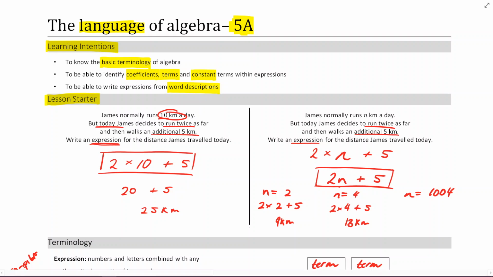Okay, so in our last lesson, we spoke about the basic terminology of algebra, and we also learned how to identify coefficients, terms, and constants. So we've gone through the first two learning intentions. What we're going to be doing today in this lesson is going through our final learning objective, which says to be able to write expressions from word descriptions.